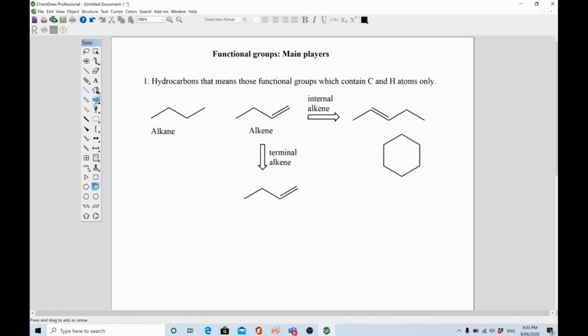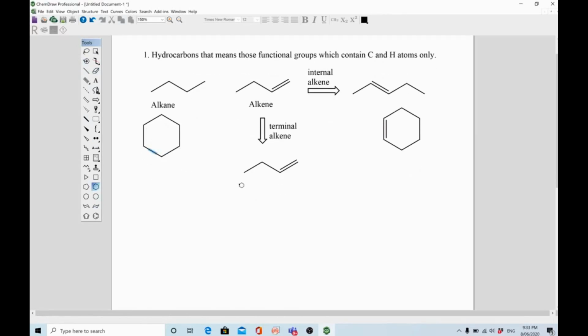This is called cyclic alkene, and alkanes can also be cyclic, like this is cyclic alkane. And alkenes can also be E/Z, cis/trans, but as I said, we will discuss E and Z, cis and trans, in another video where I will describe the stereochemistry of alkenes.